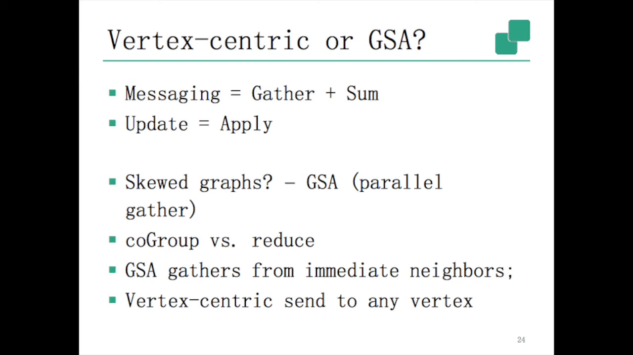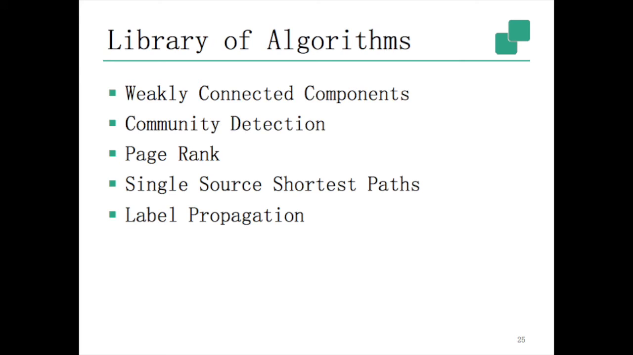So, is it clear until now? Okay. What we have in the library of algorithms is a set of already constructed methods: a weakly connected components algorithm, also a gather, sum, apply version of it, a community detection algorithm that detects communities for our given graph, a PageRank algorithm, and also a gather, sum, apply version of it, single source shortest paths that you've already seen, with a gather, sum, apply version of it, of course, and label propagation.